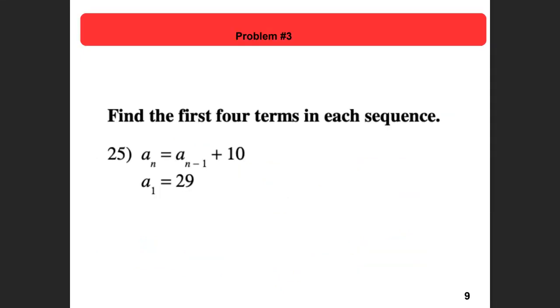So for example, in this problem, it says find the first 4 terms in the sequence. a of 1 is 29. They gave us the first term. So hopefully you don't get the first term wrong because it's given to you. All right, what's my next term? What is a of 2?